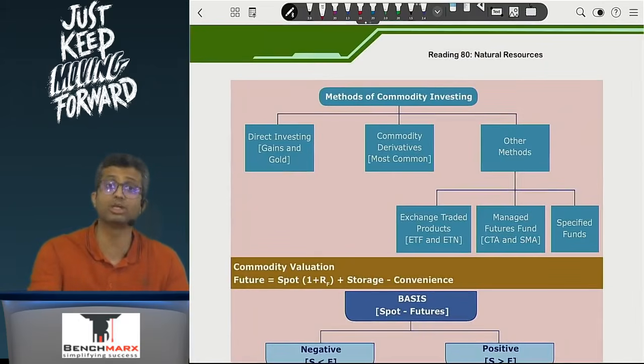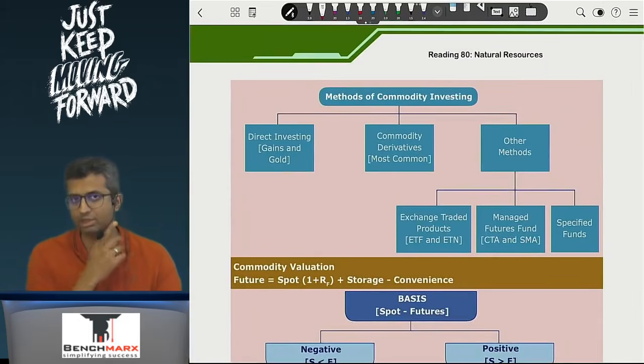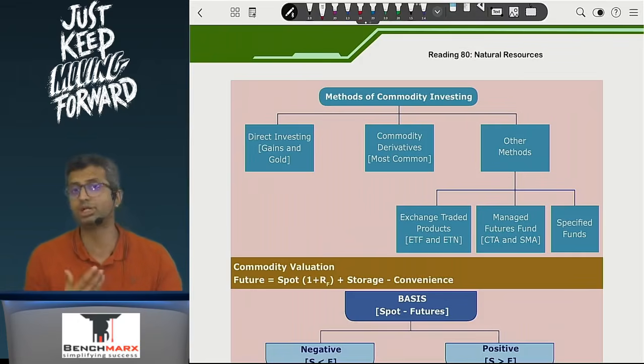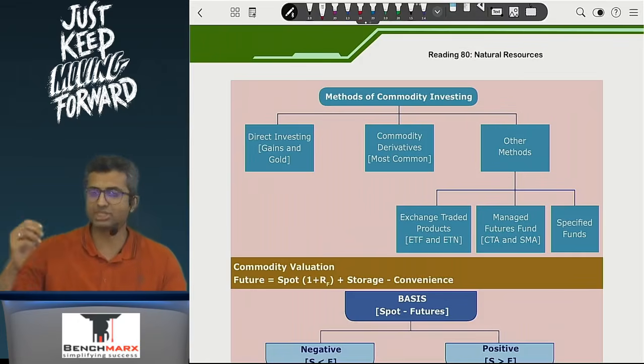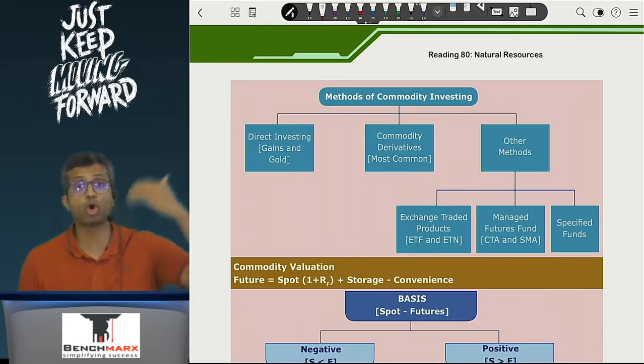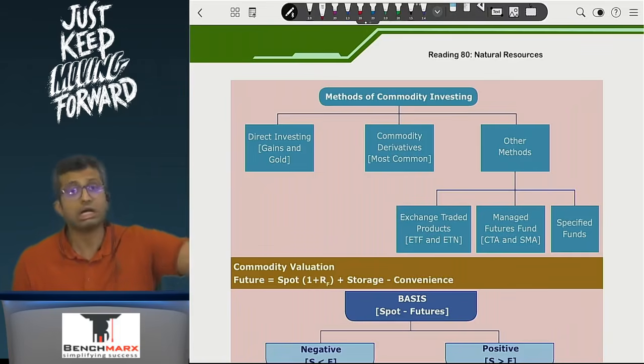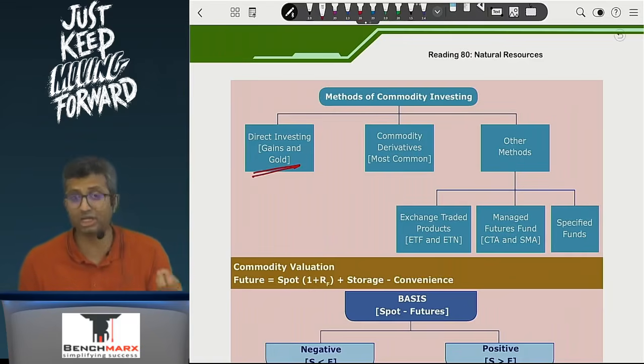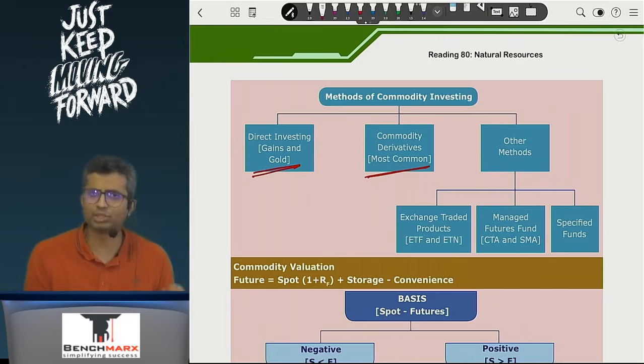You go and buy the commodity, but then you have to incur the storage costs, etc. So that becomes a little difficult to store all of this. One of the most common ways in which you can buy is through commodity derivatives, that is going through the MCX, NCDEX, or internationally Chicago Mercantile Exchange, London Mercantile Exchange, and not actually buying that commodity. So over here you can have direct investing like you do for gold in most cases, or commodity derivatives, which is the most common for the purpose of commodity futures, etc. that you will do, and other methods.